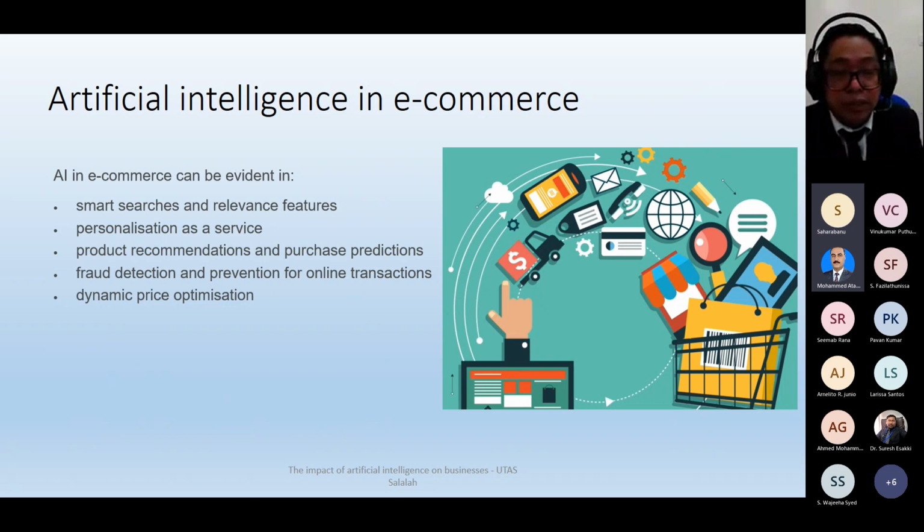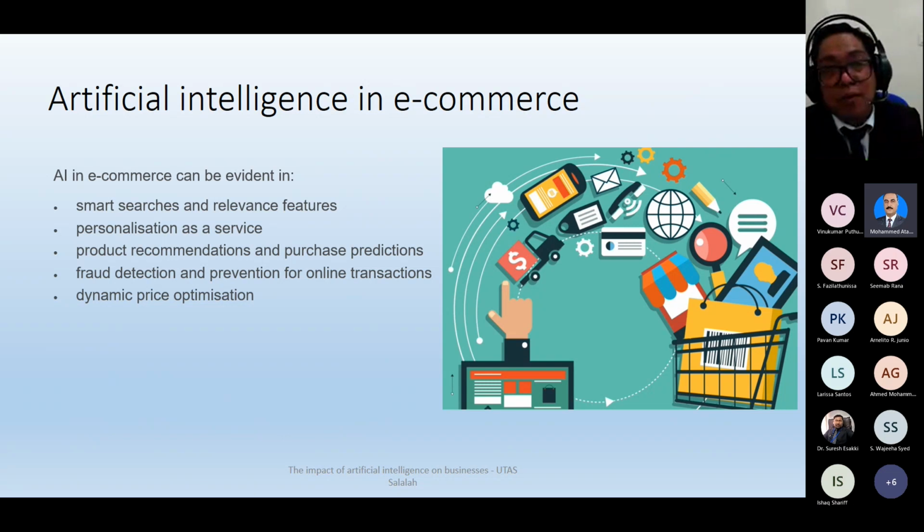You have an algorithm that makes product recommendations as per customer demands and the way they purchase. You can also predict which items will be purchased in the long run, or even not. They might also have suggested features to add on to those particular products. Fraud detection and prevention of online transactions as well, and dynamic price optimization. All of these are part of e-commerce if we put AI on it.